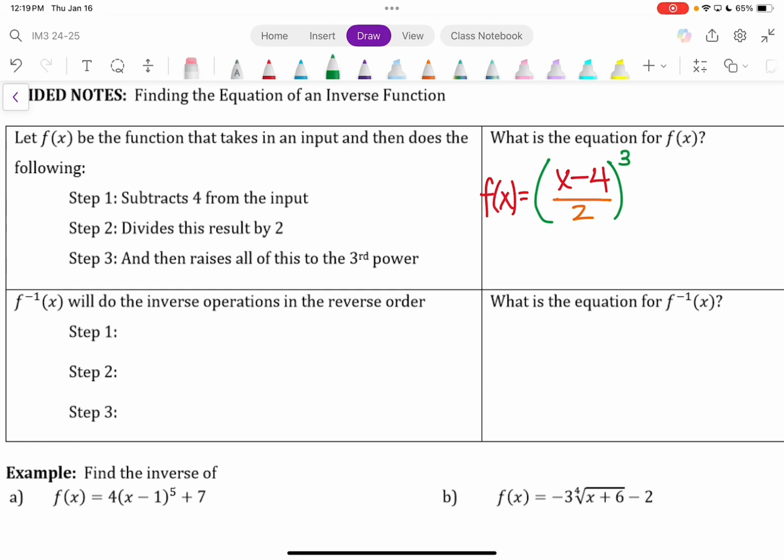But when we come up with the inverse, you're going to repeat the steps doing the opposite operation, and then going from the last step, working your way up. So we're going to start with step number 3. Step number 3 was to raise everything to the third power. What is the opposite of cubing something? Not square root. Cube root. So step 1 is actually going to be to take the cube root. So we're going to take the cube root of x. That is step number 1.